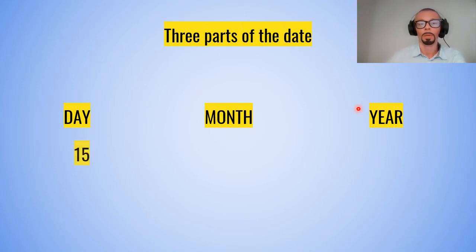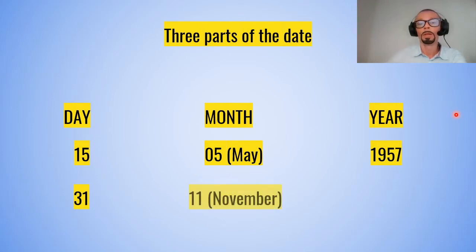Let's see an example. For example, 15 of May 1957. 31 of November 2021. These are the three parts of the date. You usually see all these numbers together, so it's like a code. You have to break this code into three parts: a day, month, and a year. In this case, you will be able to read it correctly and understand what it means. So, let's take a look at every part separately.